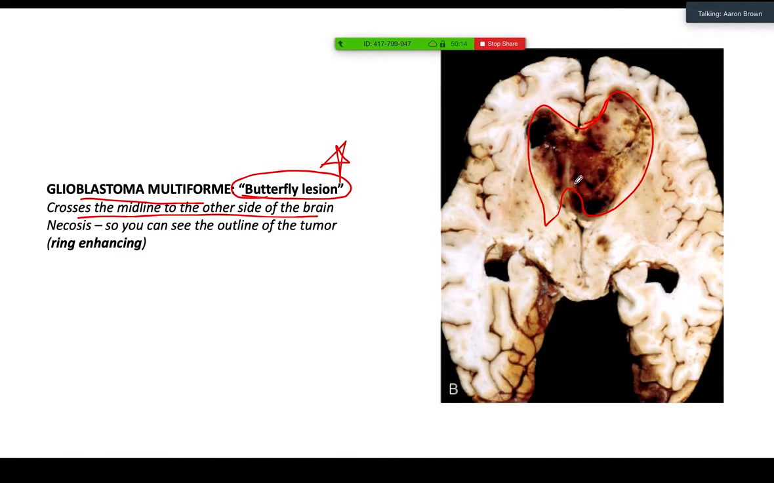Very deadly tumor here. This is not a resectable tumor because it's involving so much of that tissue in the white matter, and a lot of times you will see necrosis.